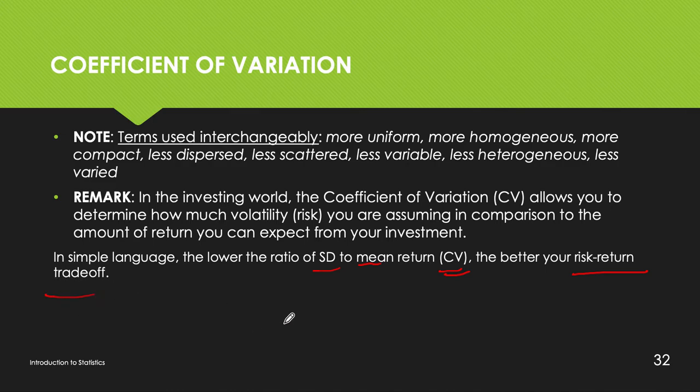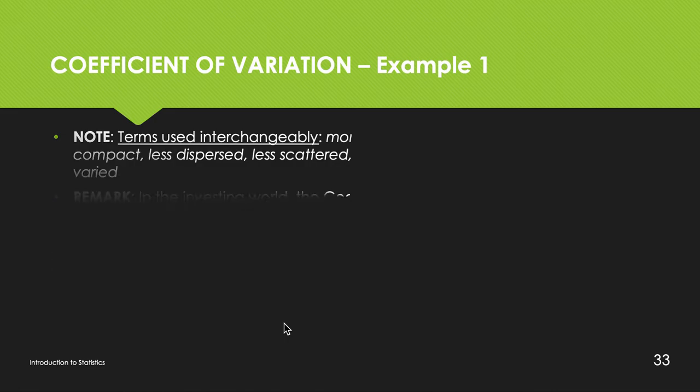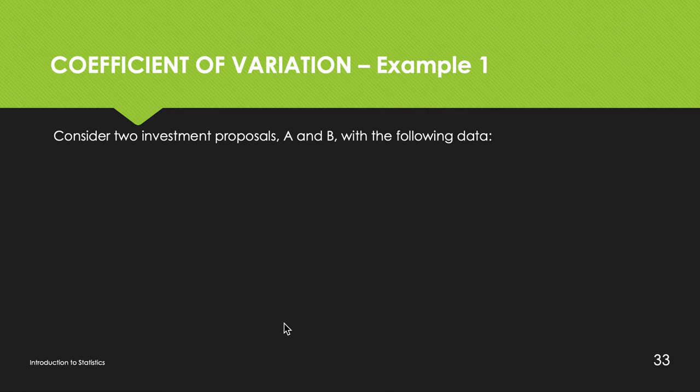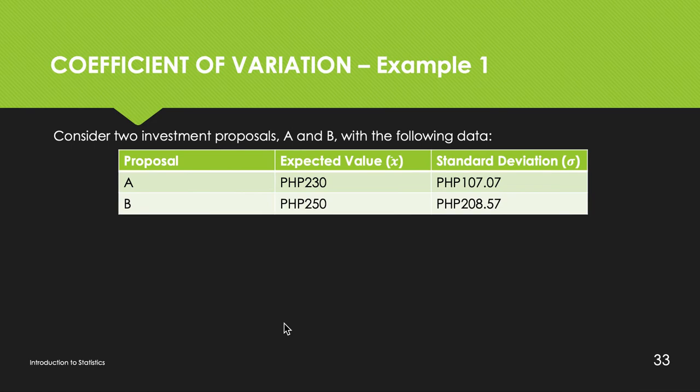Okay, so let's see some examples, shall we? Example number one. Consider the two investment proposals. We will call them A and B for simple naming, and the following data shows us this. We are asked to find which one has a better risk-return trade-off, and we're going to get the CV for each proposal.